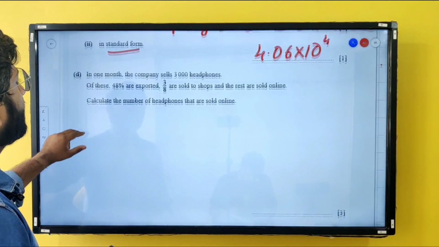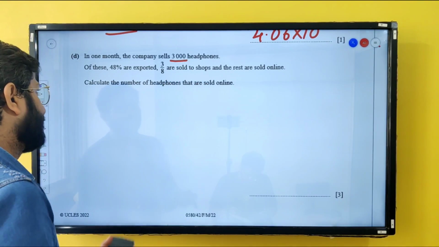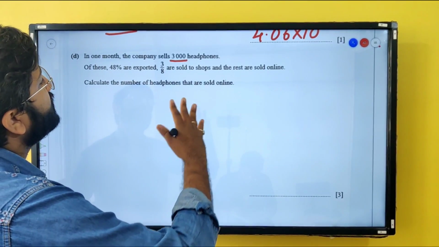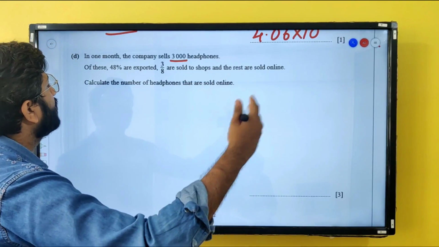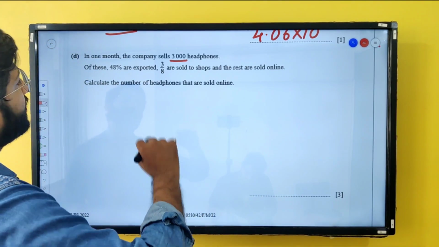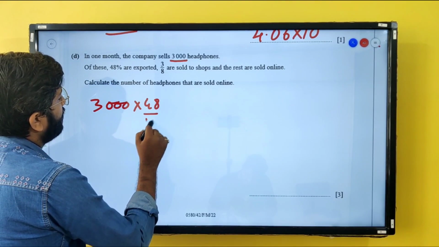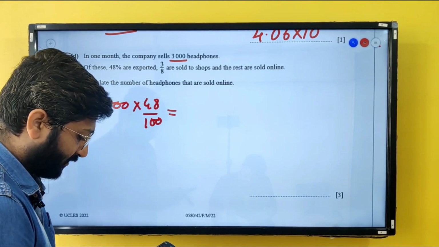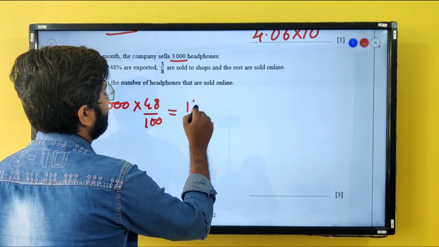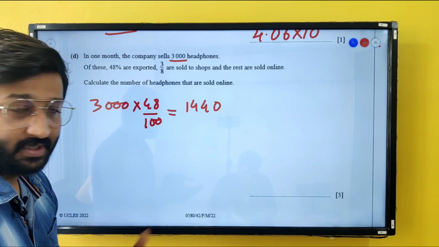Next. In 1 month, the company sells 3,000 headphones. Of this, 48% are exported. 3/8 are sold to shops and the rest are sold online. Calculate the number of headphones which are sold online. So we have been given that 48% are exported. So 48% of 3,000. So let me find out 3,000 into 0.48. This is 1440. Right. So this many headphones are exported.